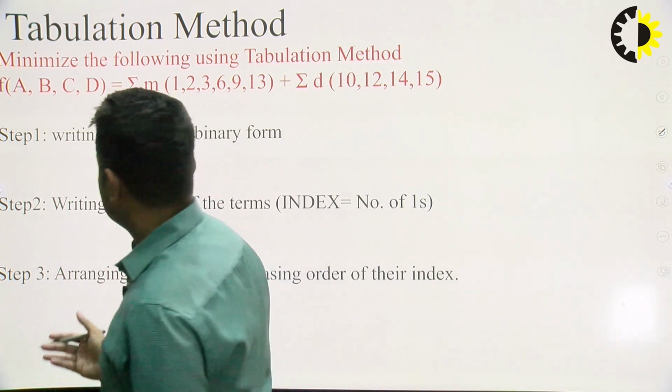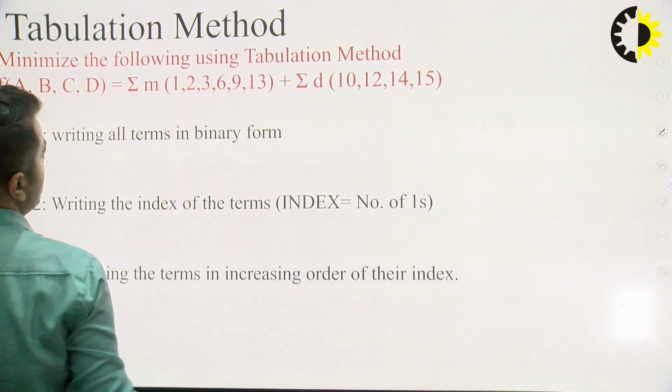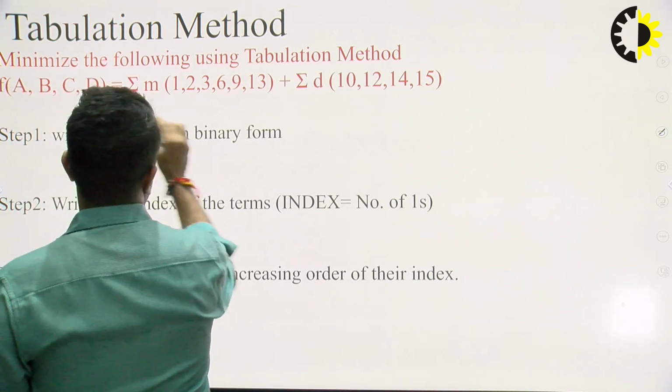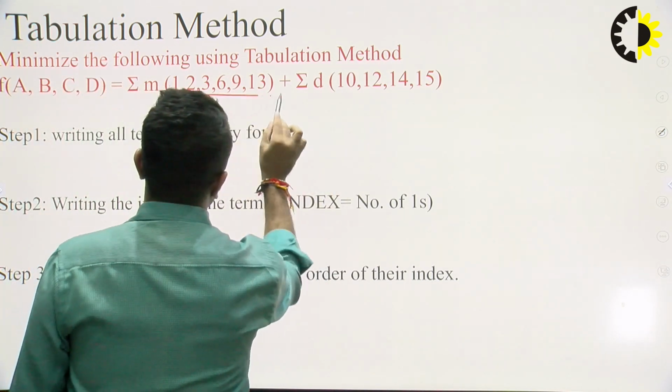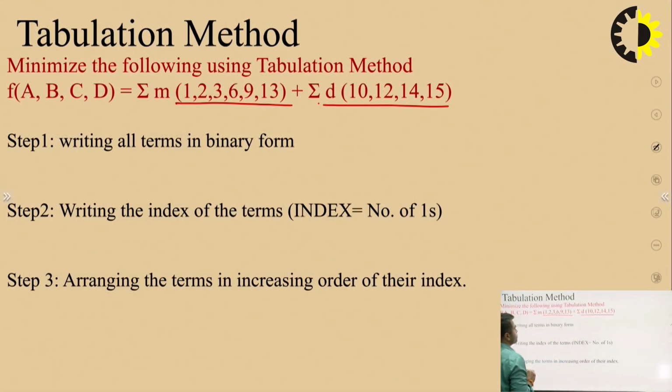Now let's say this is the question provided to me: minimize the following using tabulation method. This question has some min terms and some don't care terms. Like the tabulation method without don't care, all the steps are the same: first step, second step, third step, preparation of all the tables.